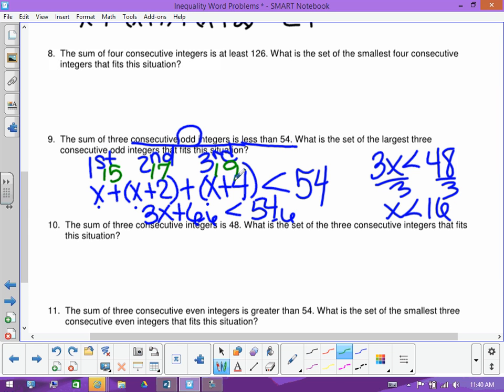You can double check it because it says the sum is less than 54. Well, somebody add, what do you get when you get 15, 17, 19? Add that together. Okay, you get 51. That's less than 54. We're good.